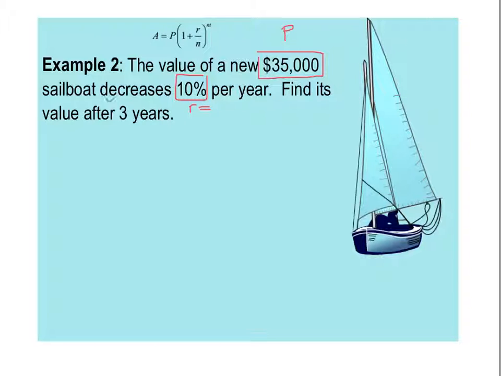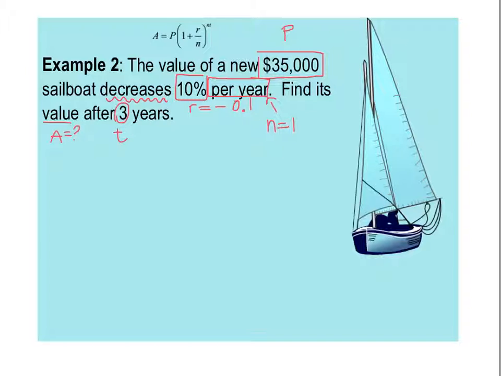But also notice it says the rate is decreasing. If that's the case, we need to have a negative rate. So R is negative 0.1 per year. So it's decreasing by this rate every year, once a year. So that's our N, and it's just 1. And then the question is to find its value again. So that's our capital A after 3 years, T.